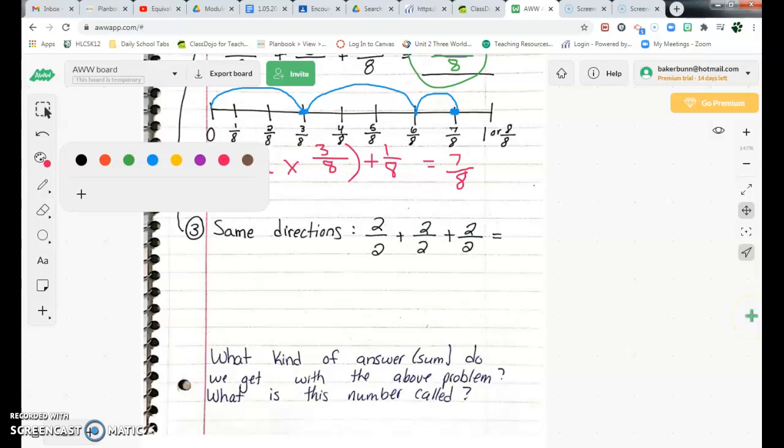Alright guys, sorry I ran out of time on the last video. So we're on problem 3. We're going to follow the same directions of expressing this problem as addition, number line, and multiplication setup.